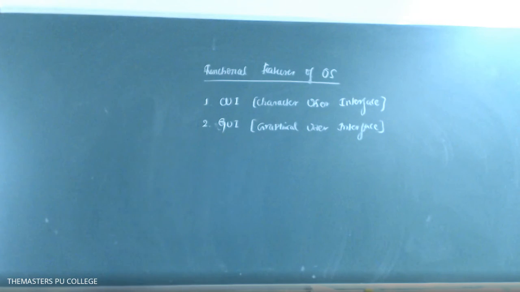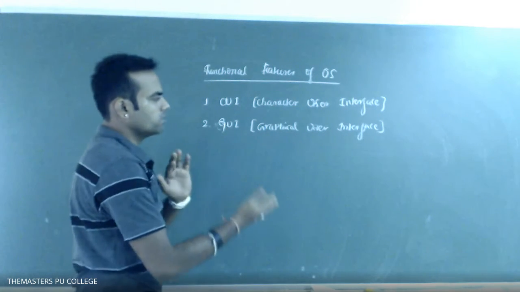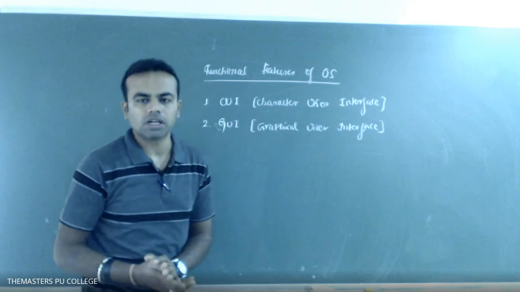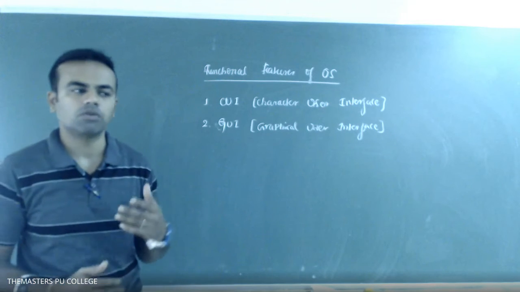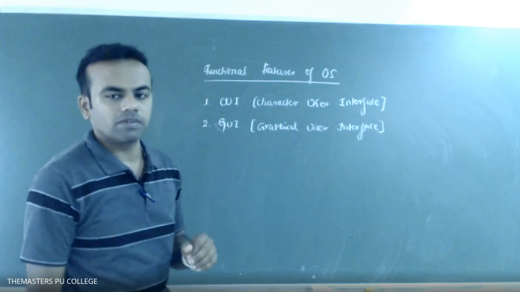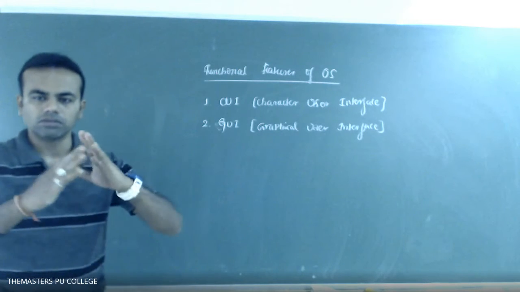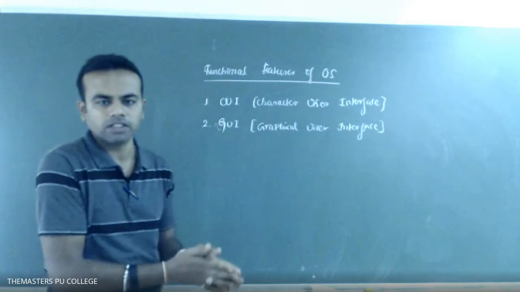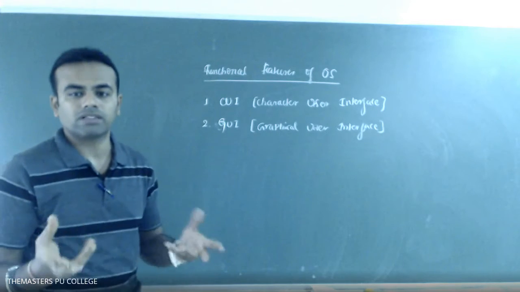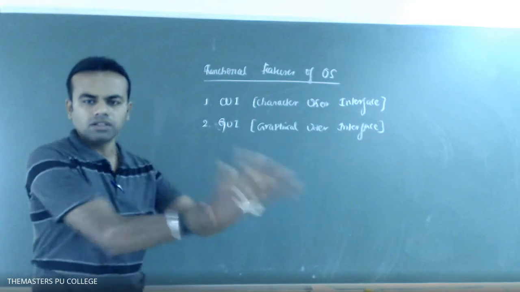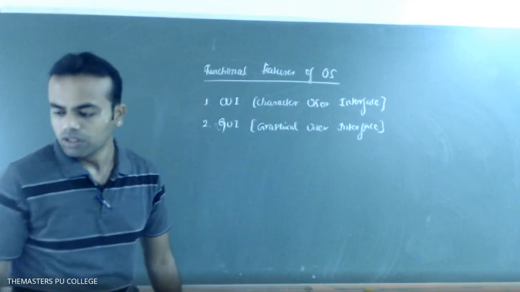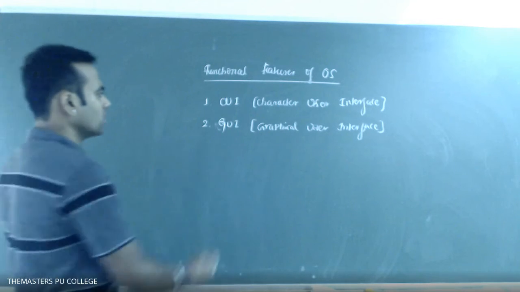Okay, so we can have a comparison of CUI and GUI, so then we are able to understand what we mean by character user interface and what we mean by graphical user interface, right? So shall we have the differentiation between these two? After that we can get the concept of each. Simply I will tell you about the character user interface.